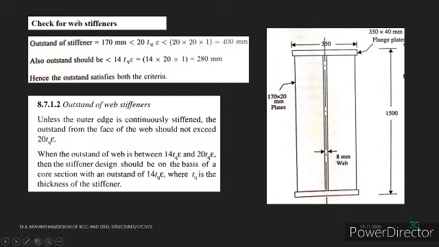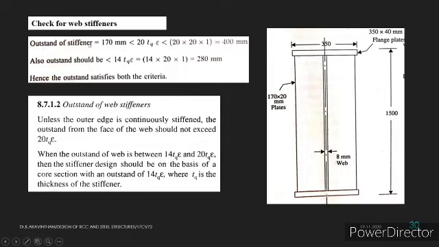Okay. Now let us check for the web stiffeners. Here clause 8.7.1.2 says that the outstand of the web stiffener, unless the outer edge is continuously stiffened. So we are not continuously stiffening here. Hence the values which are given here, that is 20 tq epsilon and 14 tq epsilon, the outstand should be less than these two criteria. So let us check for that.